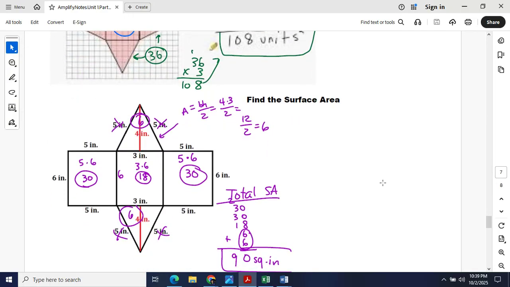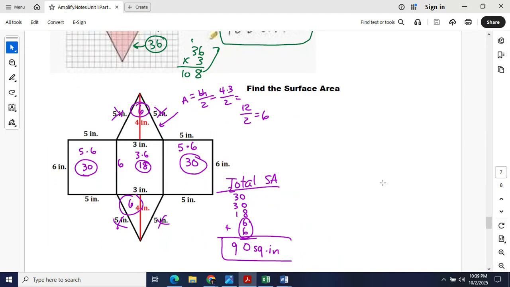So let's find the surface area of this. I noticed 2 identical bases and rectangular sides. That makes this a prism. 2 identical bases and rectangular sides. Now, if the bases are triangles, it's a triangular prism.